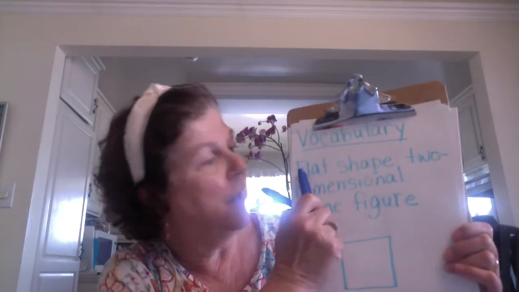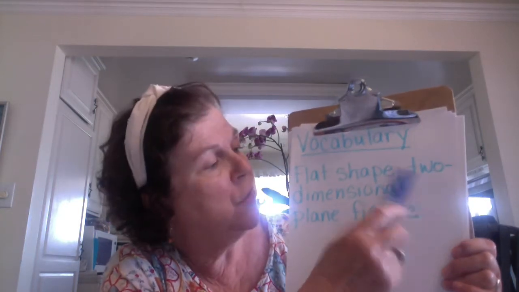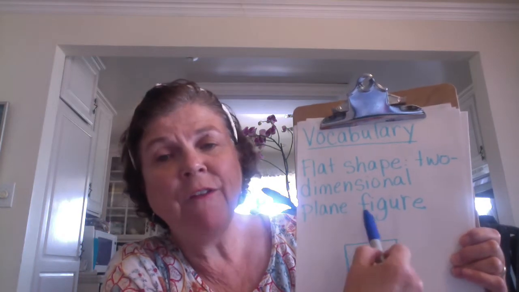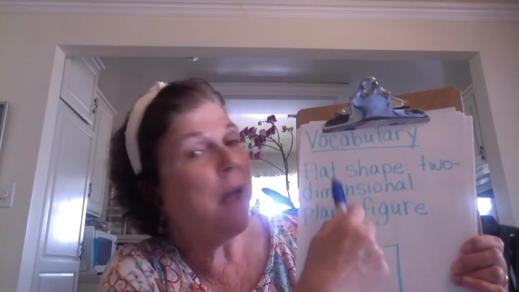Our vocabulary is still flat shape, which is a two-dimensional plane figure. Plane and flat mean the same thing. Remember that these are flat shapes. They're like a piece of paper. You can't really grab onto them, where this is a solid shape. We're going to talk more about solids later.